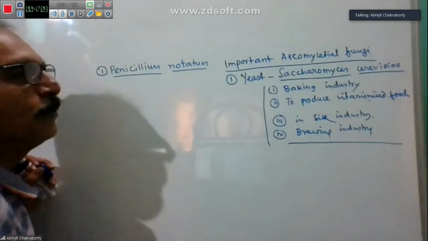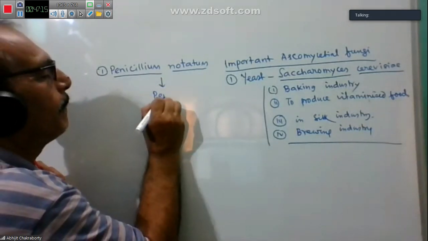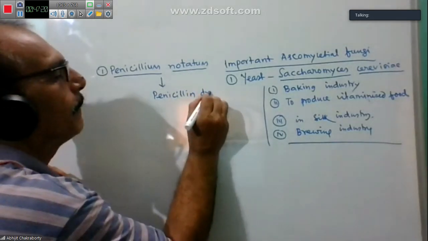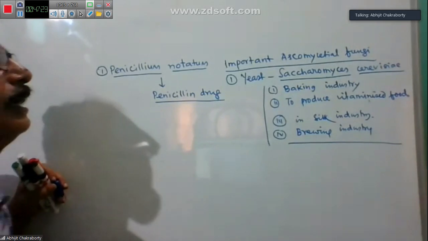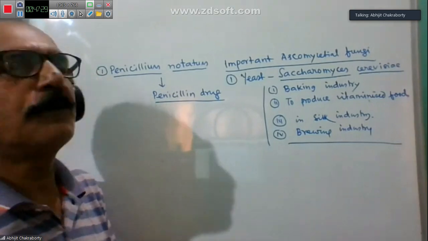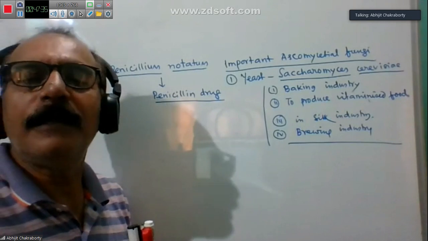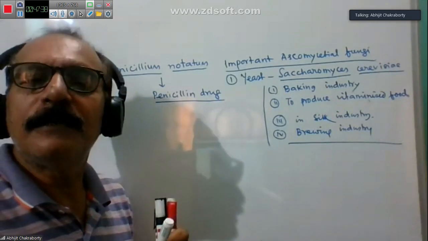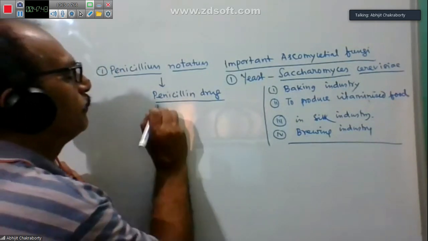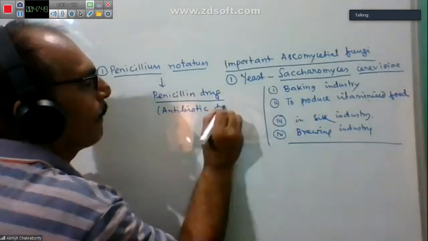This is the most important fungus of this group, from which the penicillin drug is obtained. By extracting the penicillin drug from Penicillium notatum, Alexander Fleming discovered penicillin. So this is most important, now that penicillin is actually a kind of antibiotic drug.